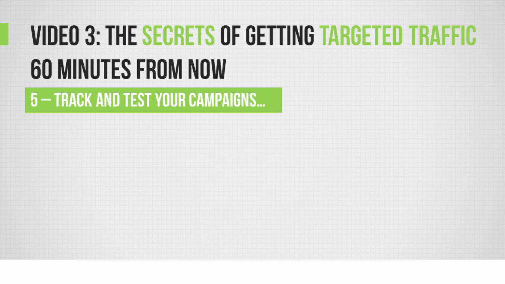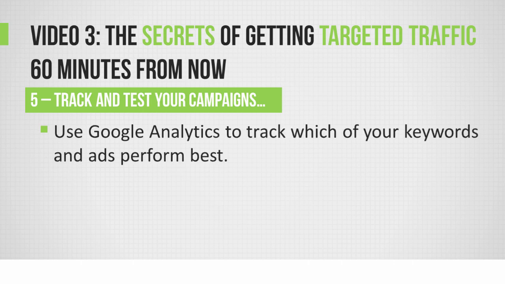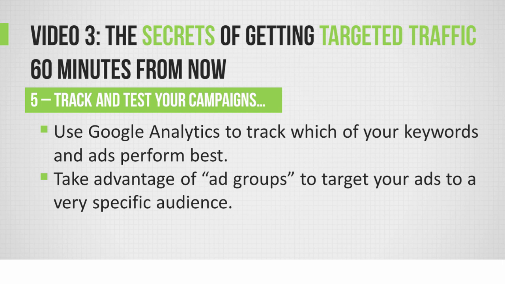Next up, tip number 5, track and test your campaigns. When you log into AdWords, you're going to see the option to use the Google Analytics tool. And this is a good idea because you want to know which one of your keywords and which one of your ads perform the best, right? Then you can drop the non-performers, tweak those that are doing okay, and focus on those that are doing the best. Also, take note that Google lets you create ad groups where you can write different ads for different keywords. Go ahead and use this feature because it's the surest way to target your ads to a very specific audience and to get this audience's attention.